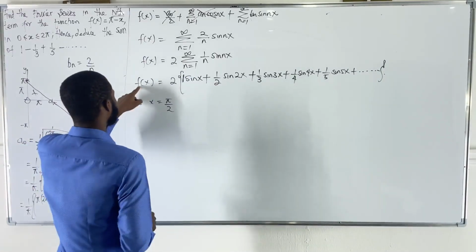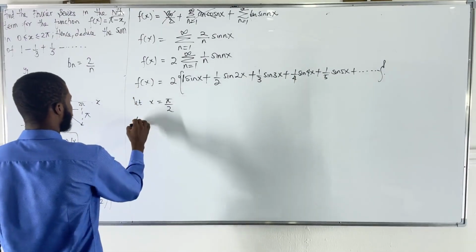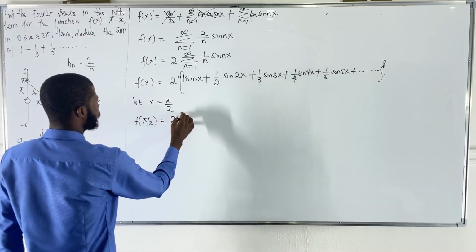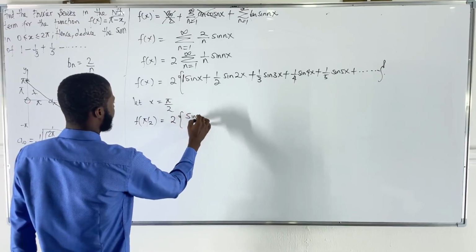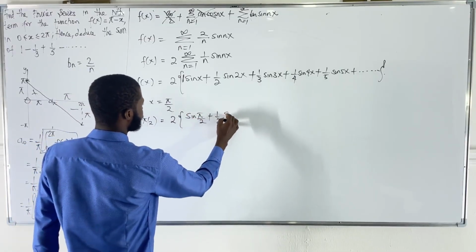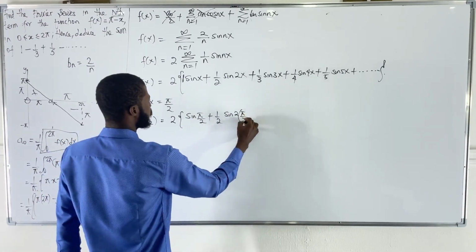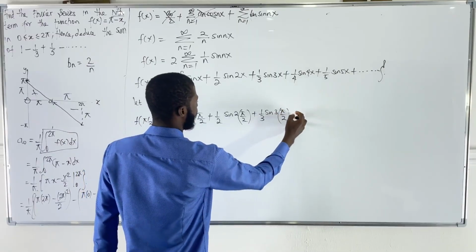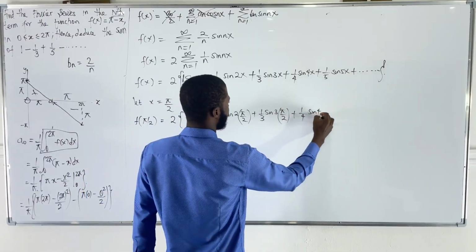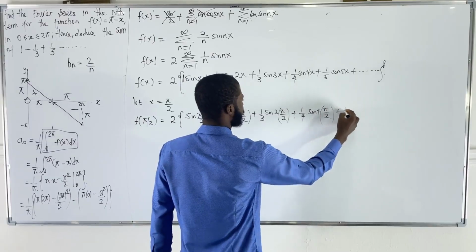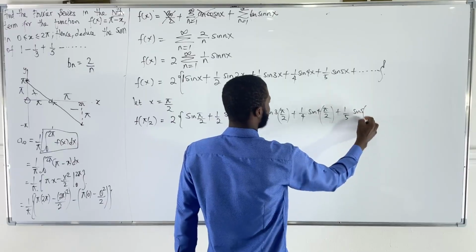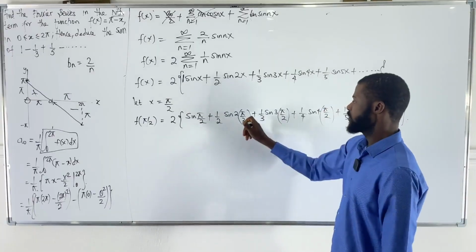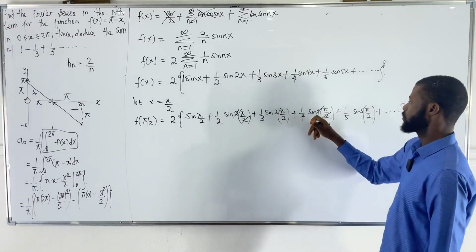What we need then becomes f of pi over 2, because anywhere we see x, we're going to be putting pi over 2. Then this is 2 into sine pi over 2 plus 1 over 2 sine 2 into pi over 2 plus 1 over 3 sine 3 pi over 2 plus 1 over 4 sine 4 pi over 2 plus 1 over 5 sine 5 pi over 2. Now these two cancel out. 2 here is 1, 2 into this is 2.